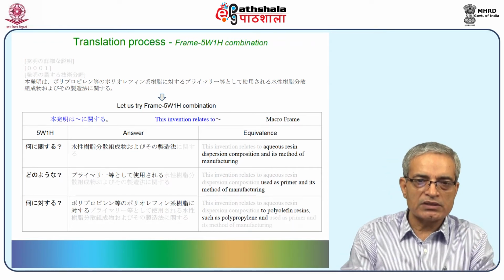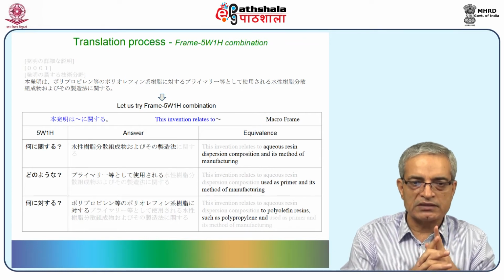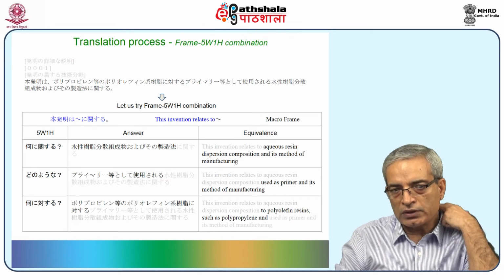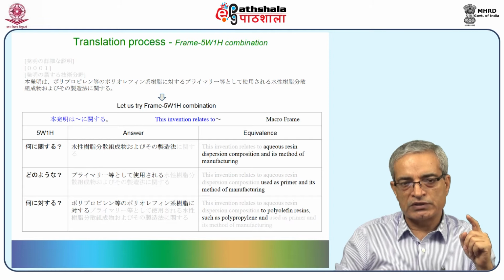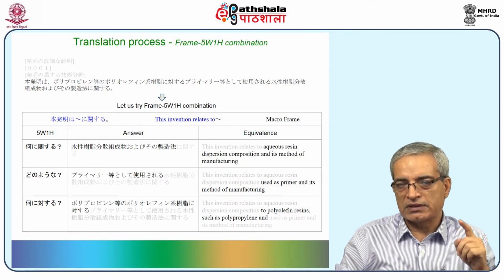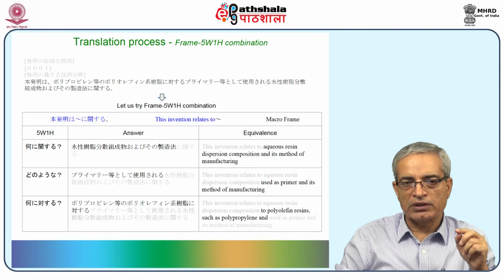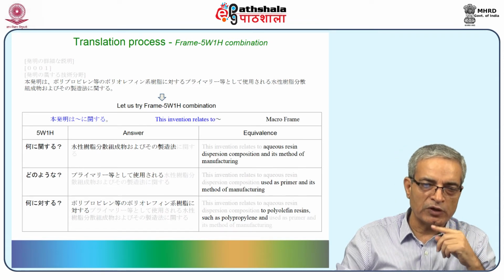The initial translation in this case would be: detailed explanation was fine, 0001 is to be repeated as it is because this is the universal code. Then technical field is also a unit which is universal, and this invention relates to aqueous resin dispersion composition to polyolefin resin such as polypropylene, and used as primer and its method of manufacturing.